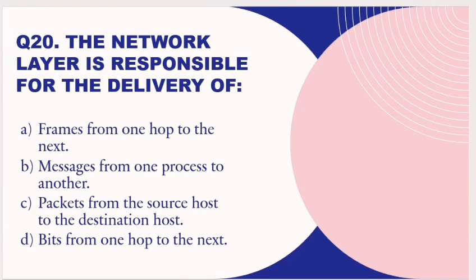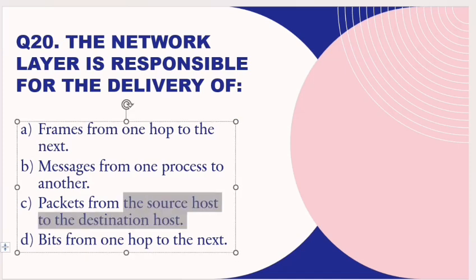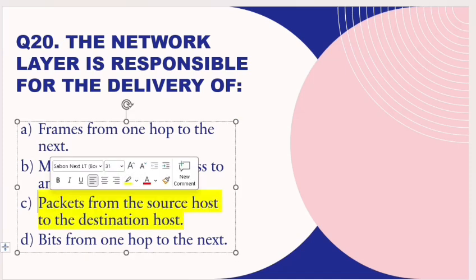The network layer is responsible for the delivery of option A, frames from one hop to the next. Option B, messages from one process to another. Option C, packets from the source host to the destination host. Option D, bits from one hop to next hop. I hope you all have guessed the answer right. The right answer for this is packets. Option C, packets from the source host to the destination host.